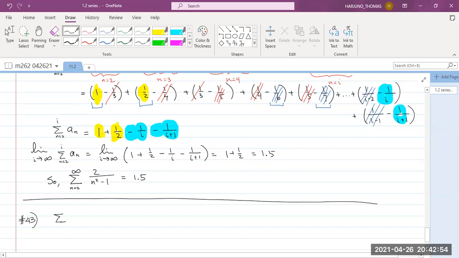The infinite sum from n equals 1 to infinity of 3 over n times (n plus 3). I hope you have that instinct that this is actually the same as 1 over n minus 1 over (n plus 3). Is it right?